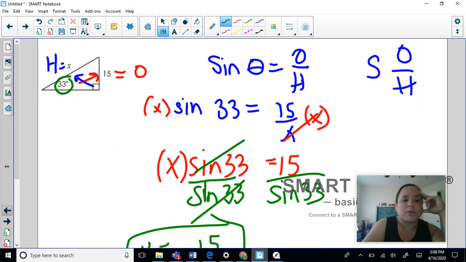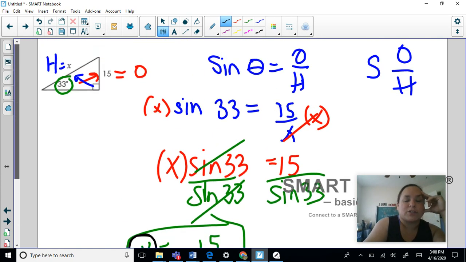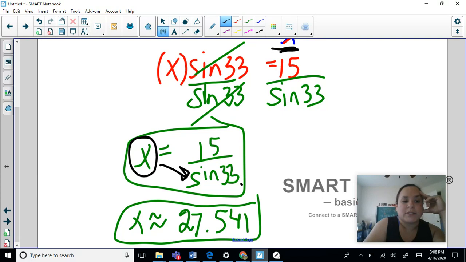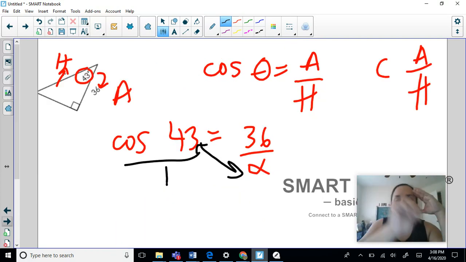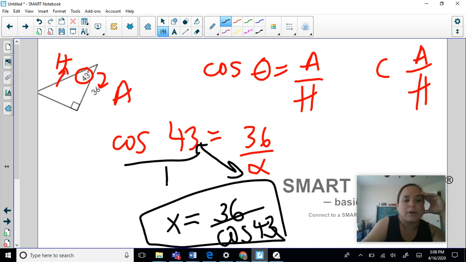In the previous example, let me show you what I mean. The x went to the left side and then the sine of 33 went into the denominator. Remember, the x used to be in the denominator and sine of 33 was on the left, right? And they kind of switched sides there. So to save yourself some time, in this case, x will be by itself and you would get 36 over cosine of 43 as your exact answer.